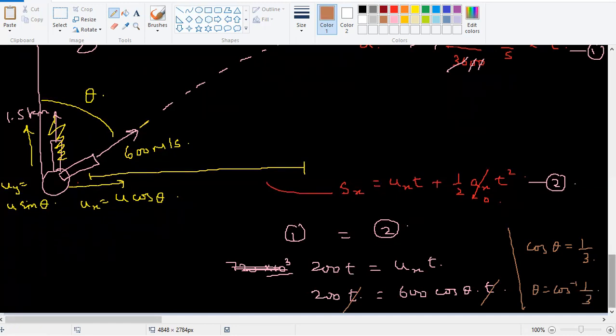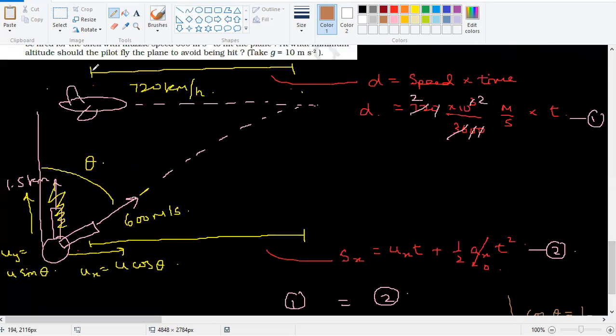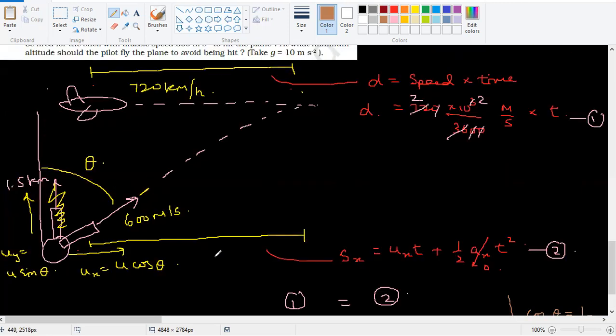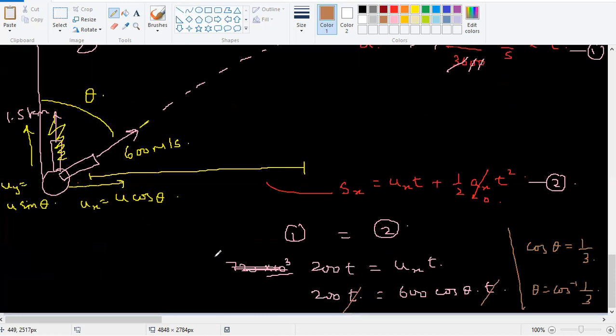Okay, so either you can use your calculator or your tables and find out the angle. Anybody not following? I'm simply saying that the distance covered here and the time taken should be equal to the distance covered here and the time taken, because the missile also goes the same x distance and the time taken should be same. So that means you have to fire it at an angle of cos inverse of 1/3.